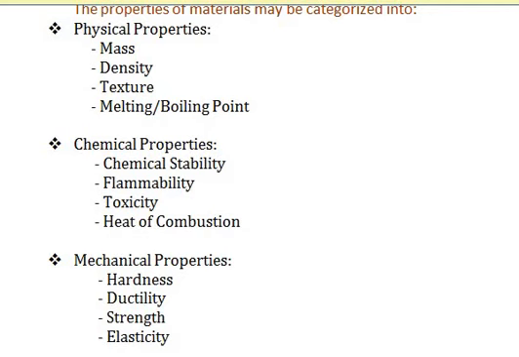Next we have mechanical properties, and these are usually ascertained using a number of tests such as the hardness test and so on and so forth. They are mostly used in engineering because they help us to determine the kind of function that will fit any type of material. So they include hardness, ductility, does it stretch, the strength, does it break easily, and elasticity, is it elastic or is it not elastic.